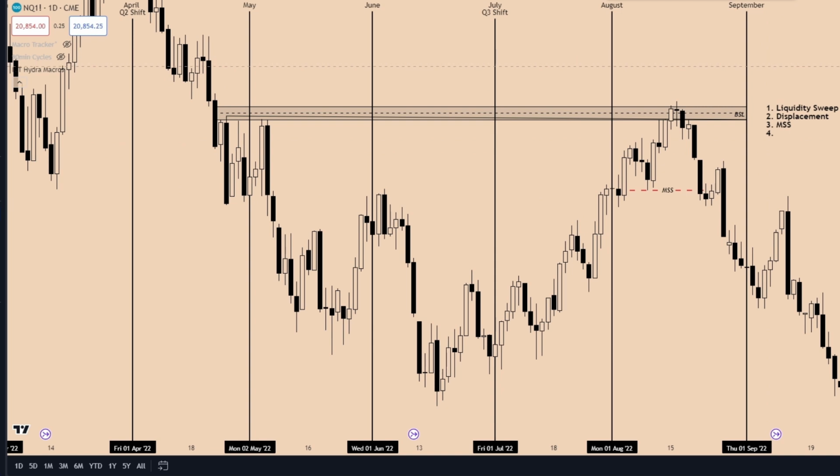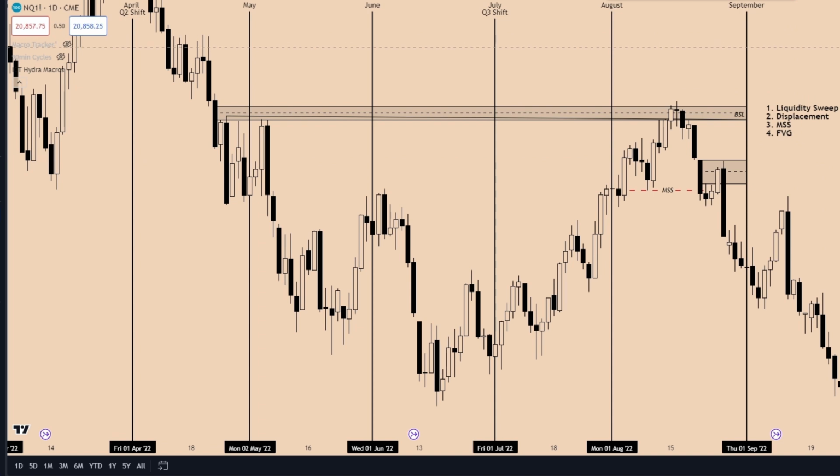Now the fourth thing we're going to be looking for here is just simply a fair value gap, right? We have a fair value gap right here. We can mark that out, extend that to the right. Now we have an area of interest as to where we're going to be taking our entry at.